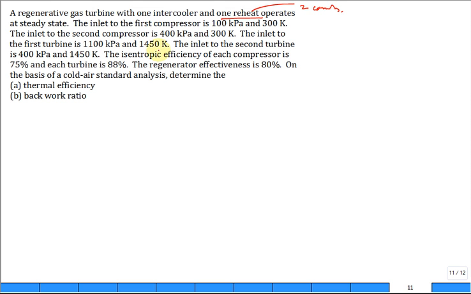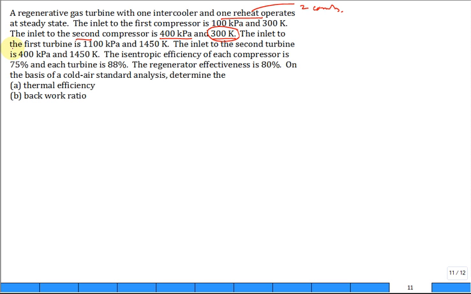All right. Operating at steady state. The inlet to the first compressor is 100 kPa, 300 Kelvin. The compressor takes the pressure and boosts it by a factor of 4, but now you're going to cool it in the intercooler, and before the second compressor, it's back down to 300 Kelvin.